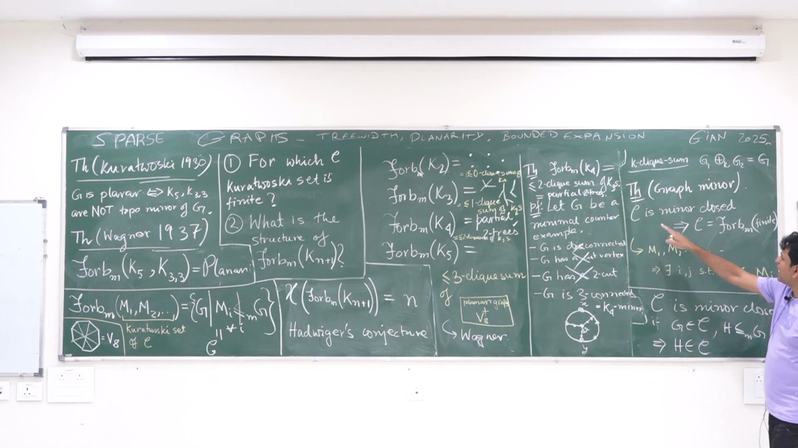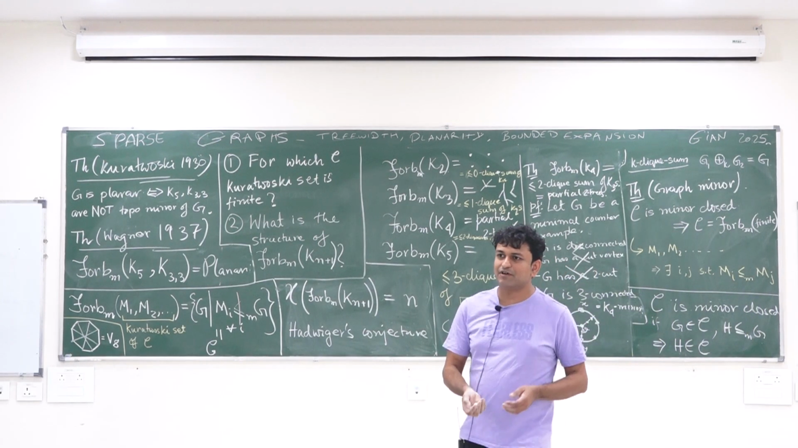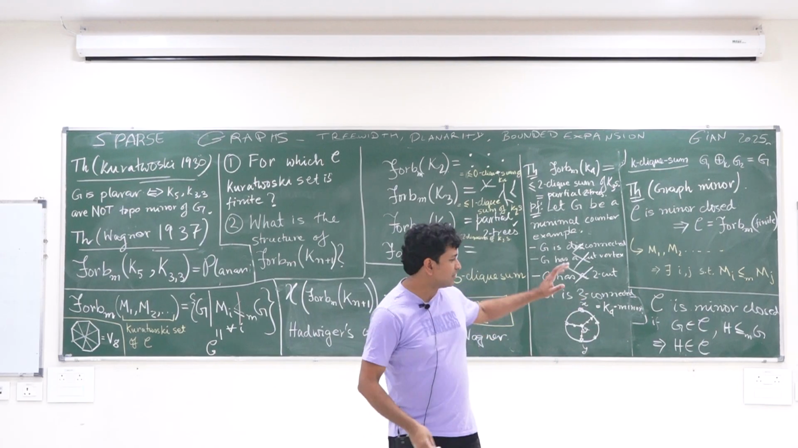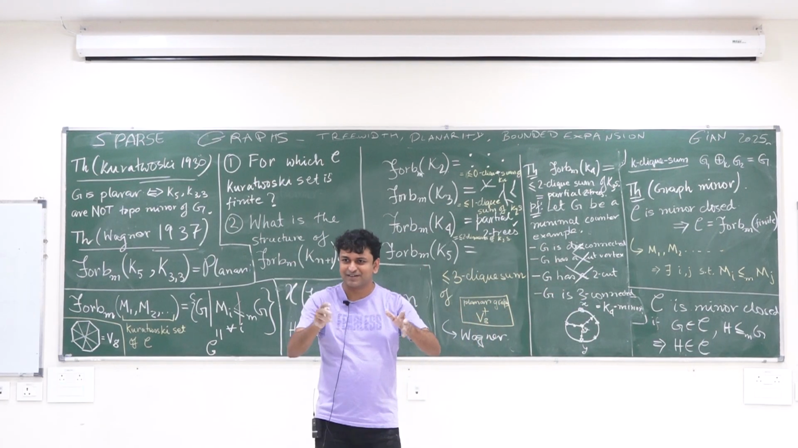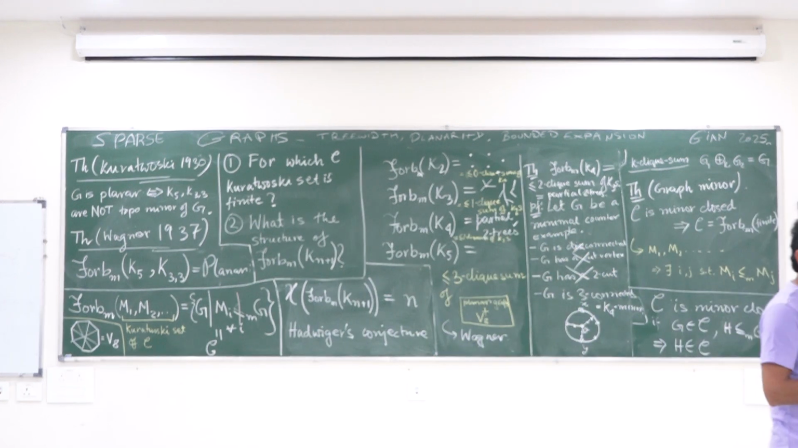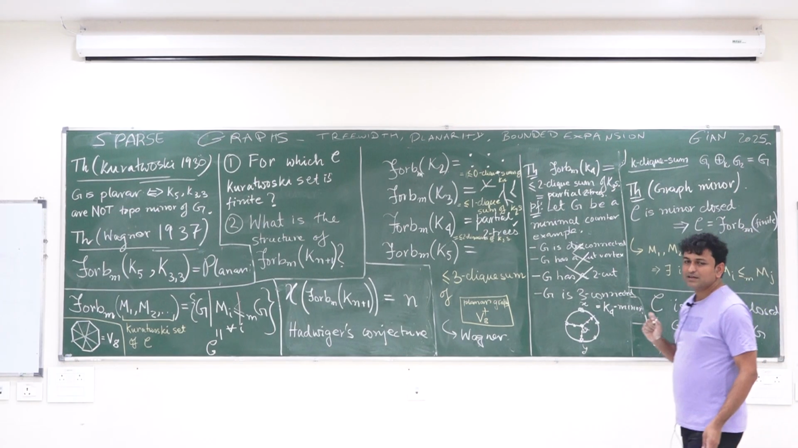So, if you have a minor closed graph class, and you have a forbidden minor characterization, from here you can imply that it should be finite. Okay? Try that. I'm skipping the details. It's not extremely difficult. Anyways, because of this, yeah.